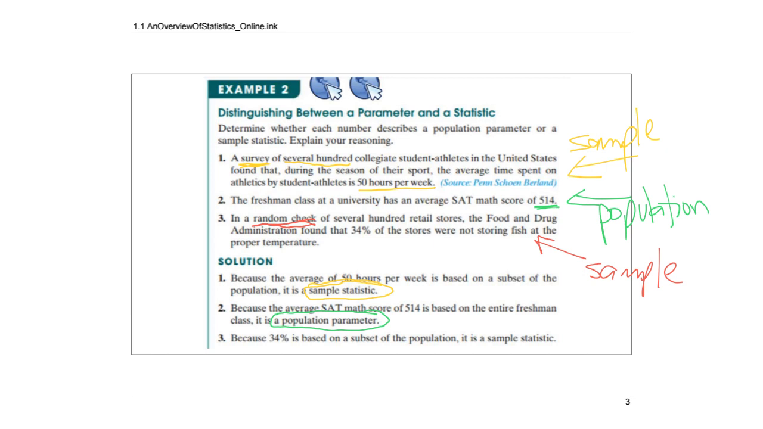Like the statistics is all about reading. We have to read these problems really carefully and grab our keywords out of there. So since this is a sample, then the 34% of the stores that were not storing fish at a proper temperature is going to be a sample statistic. Put the S's together and the P's together.